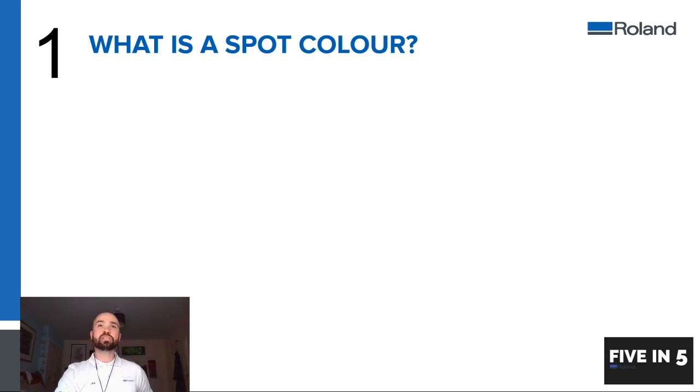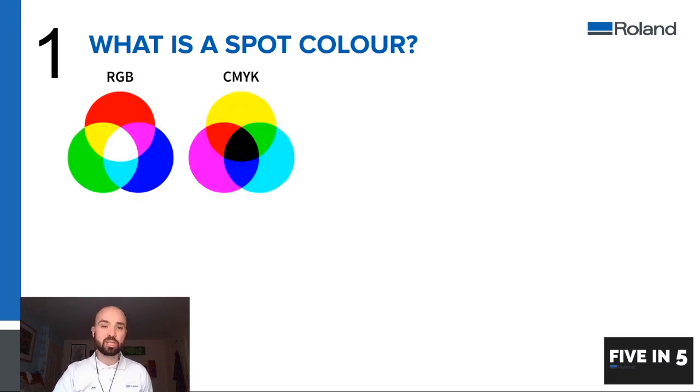Part 1. What is a spot colour? Normally it's quite difficult for people to put a finger on it when they're asked what is a spot colour. When we're used to hearing terms like RGB and CMYK in digital printing, these refer to process colours. So these are combinations of colours in specific values which combine to make colours. If you want to find out more about process colours, we did another 5 in 5 video which you can check out.